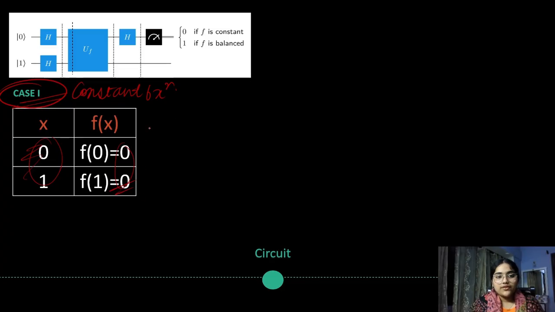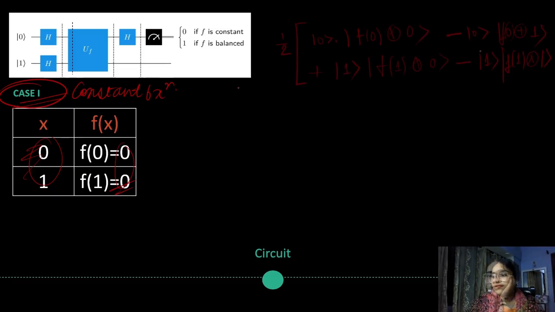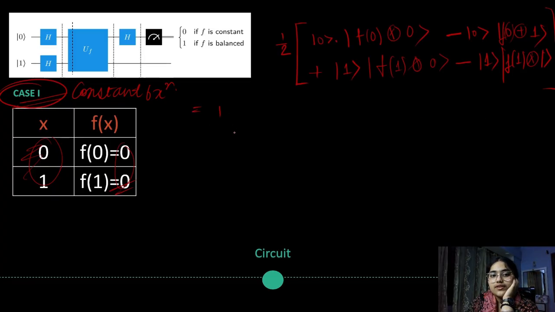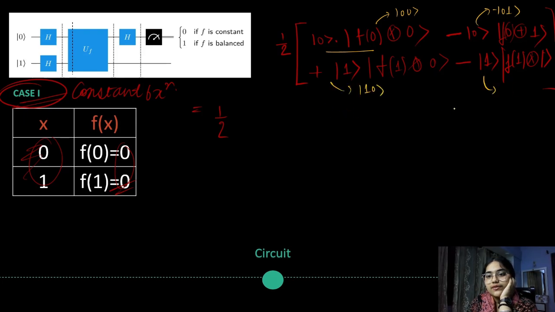So here we know that f of 0 is 0 and f of 1 is 0. So when we apply the U_f gate, it would be something similar to this. Now solving it further, we get 1 by 2. First of all, this is for gate 0, 0. This is for gate 0, 1. This is for gate 1, 0. And this is for gate 1, 1. As we know from this table, we know the values of f of 0 and f of 1. So according to this, we'll calculate the answer.